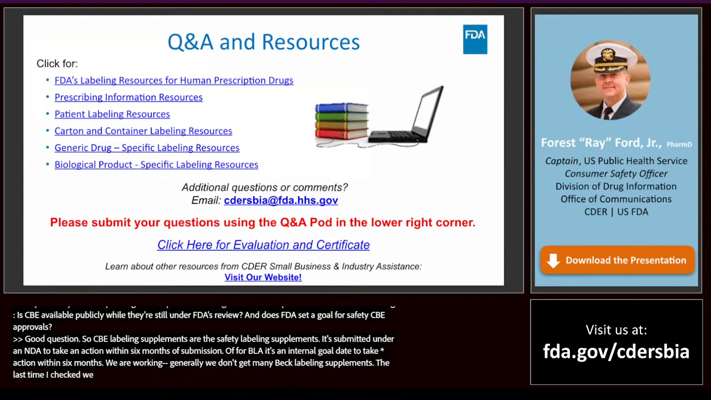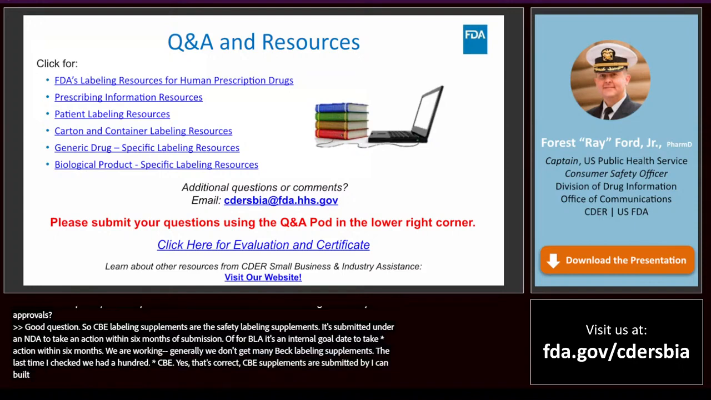And the first question was, yes, that's correct, that CBE-0 labeling supplements are submitted by applicants. We post the labeling shortly after that on public web pages. The labeling may be revised by FDA at the time of approval.